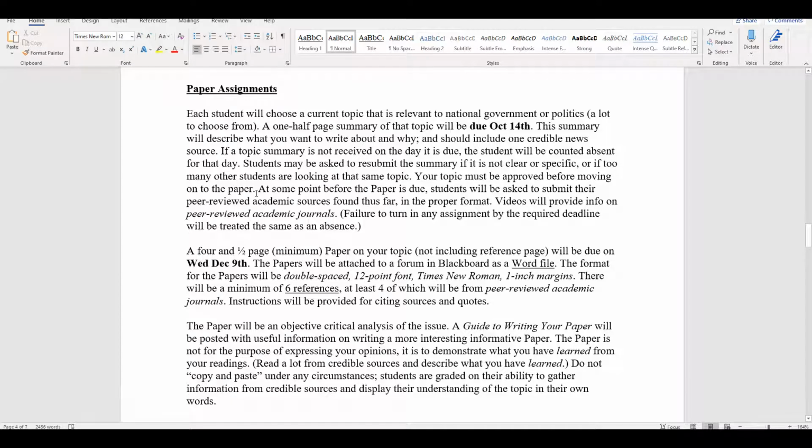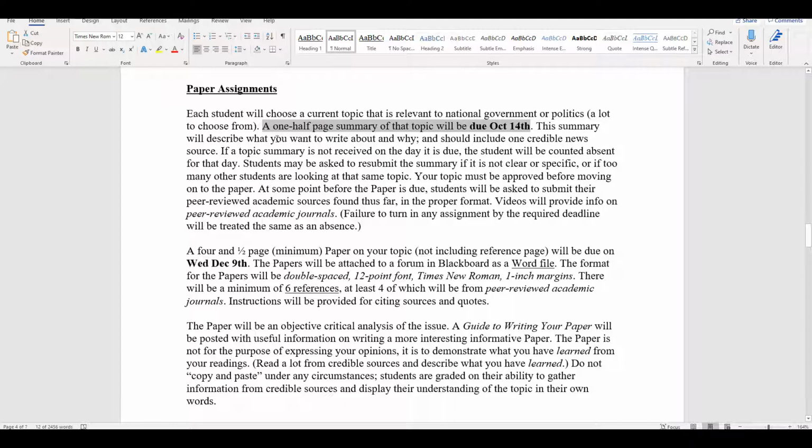So let's talk a little bit about the paper assignments. Main thing that you want to start thinking about at the first is a topic that you would like to write about that is relevant to national government or politics in general. Since we are looking at politics and political science as a general overview, pretty much anything you pick is fair game. What I will need, however, is to know what you're going to write about. So I need a 1/2 page summary of your proposed topic, and that's due on October 14th.